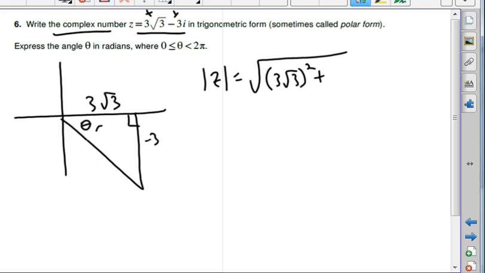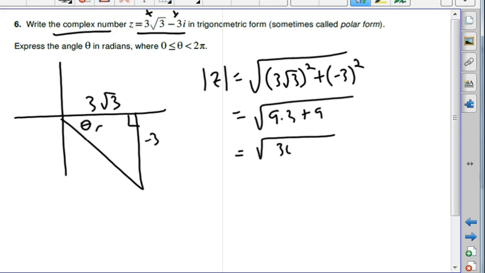So the magnitude of the complex number is the square root of the sum of the squares. So that's the square root of 3 root 3 squared plus negative 3 squared. So 3 squared is 9. The square root of 3 squared is 3. So we have 9 times 3 plus 9. So that's 36. The square root of that is 6.